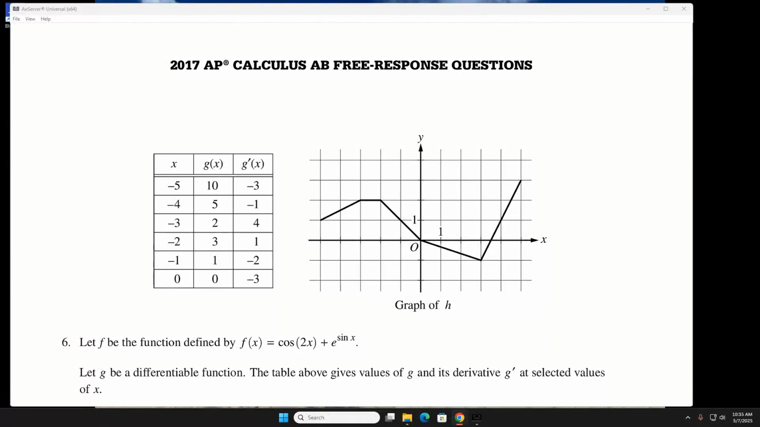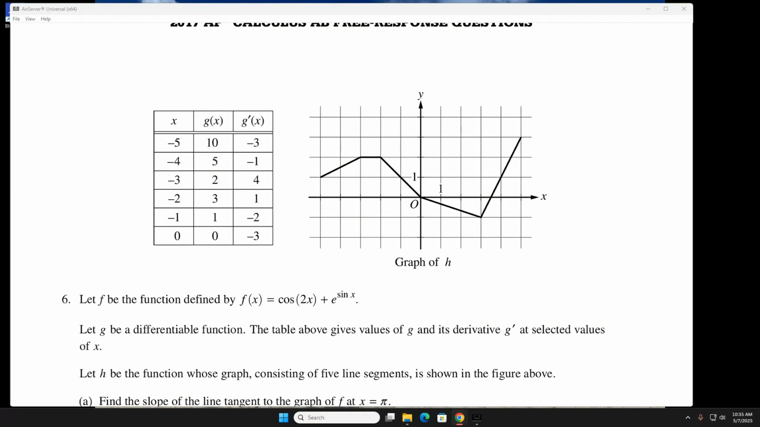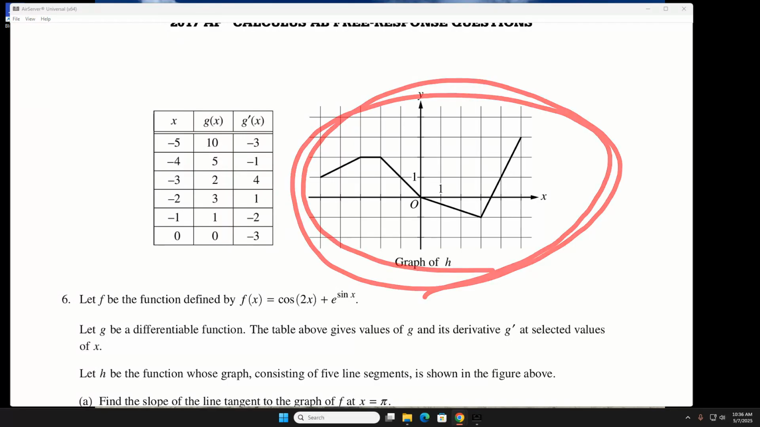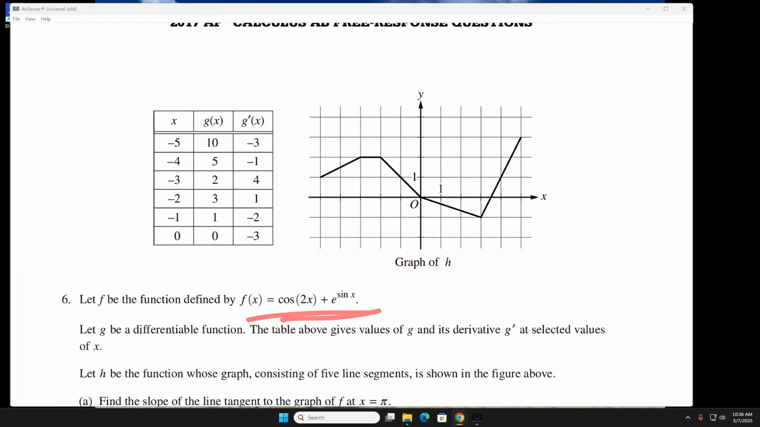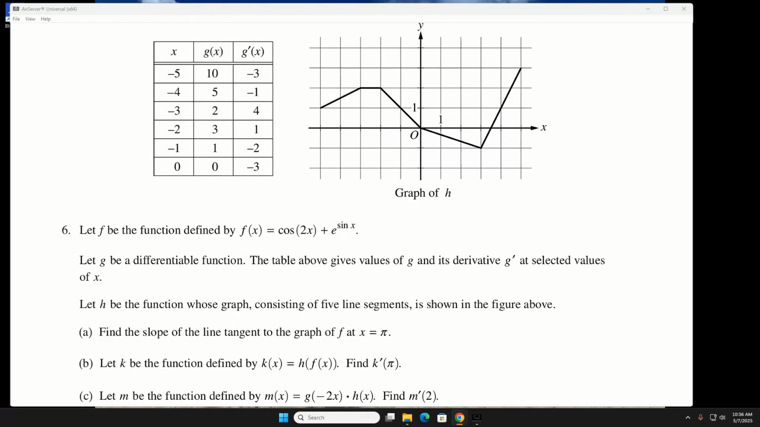The last FRQ is function mashup. And so this one we have 3 different functions. So for G, we have a table that gives us values of G and values of G prime. We have H, that is this graph, and then we have F, which is written algebraically. It does tell you that G is a differentiable function. It does tell you that this is 5 line segments. That's kind of obvious. Okay.